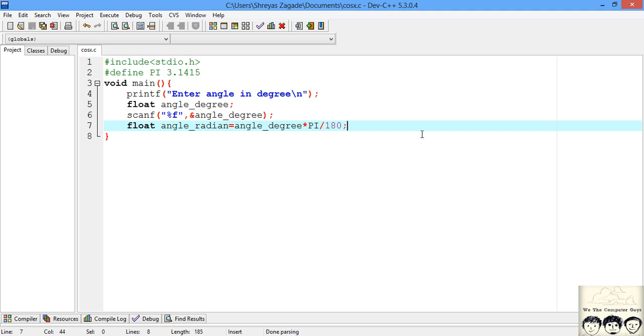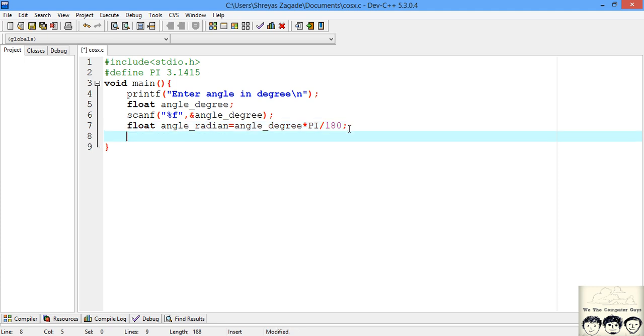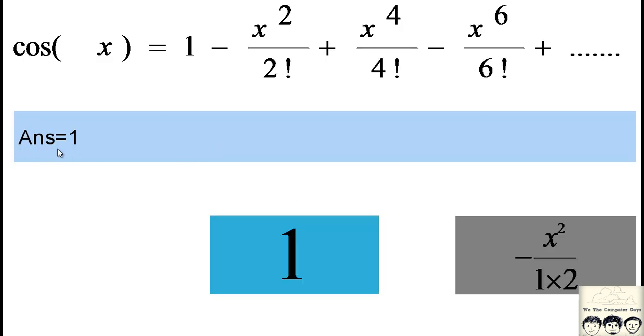Now this is what the formula was, right? We multiplied by pi by 180 and we convert the angle which was in degree into radians. Okay, so now that we have converted our angle from degrees to radian, the next thing we need to do is that we need to initialize our variables before we start repeating the process. So first we need to start out our answer with 1 and our temporary variable with 1.